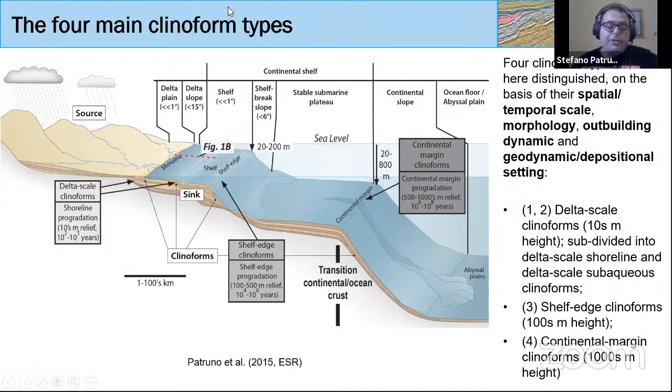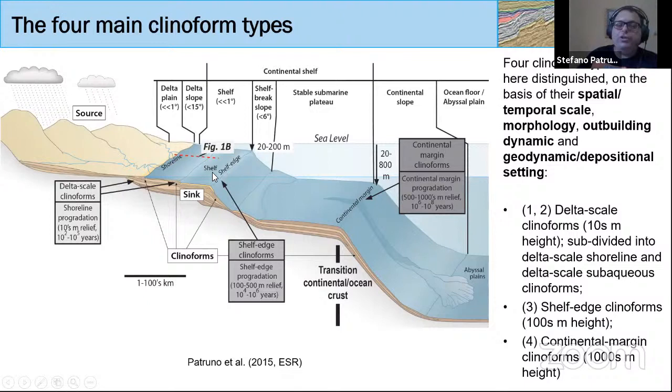On the opposite side, the shelf edge clinoforms are normally slow. They are the elephants. They usually can only prograde forward. They cannot backstep unless in very specific cases. And they can only prograde forward slowly because you are far away from the sediment input point, except when the delta will merge with them, which is the phase of shelf edge delta. During that phase, everything can prograde much faster than usual because you are close now to the sediment input point.